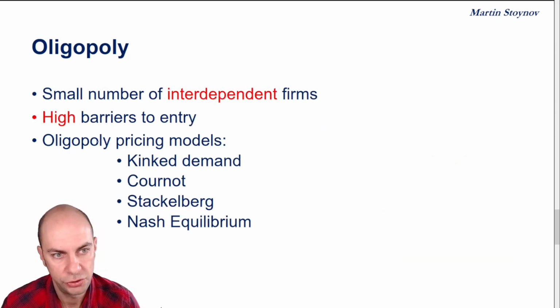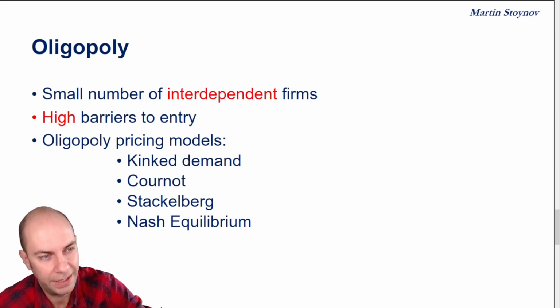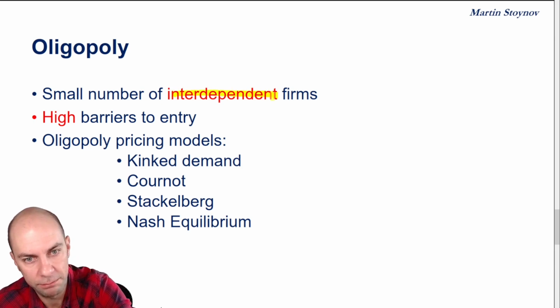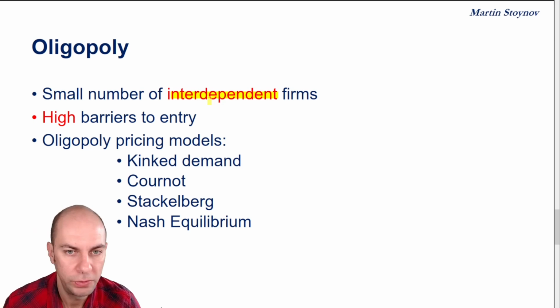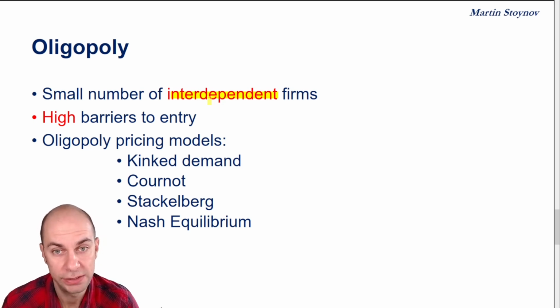Okay, our next structure is oligopoly. So here we have a small number of interdependent firms. Now this is very, very important. The firms are interdependent, so they are going to be looking at each other's actions. So here we're going to be involving potentially game theory.